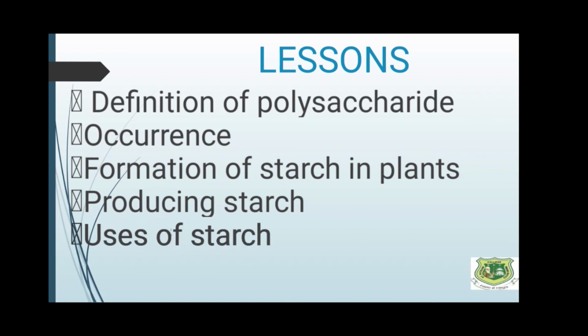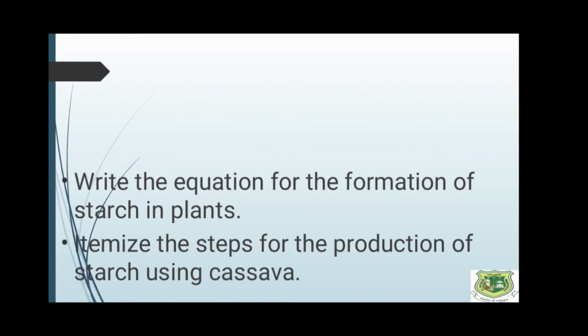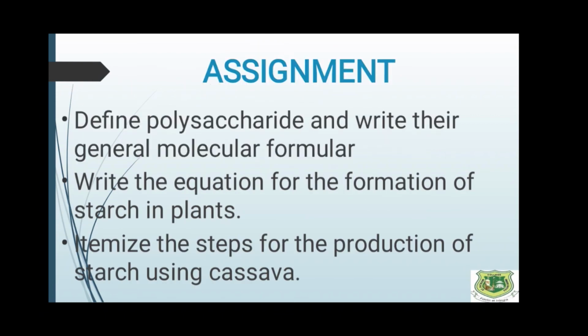Number one, define polysaccharides and write their general molecular formula. Number two, write the equation for the formation of starch in plants. Number three, itemize the steps for the production of starch using cassava. Download the information in your download for your needs.